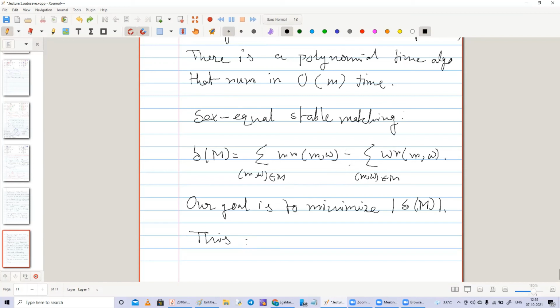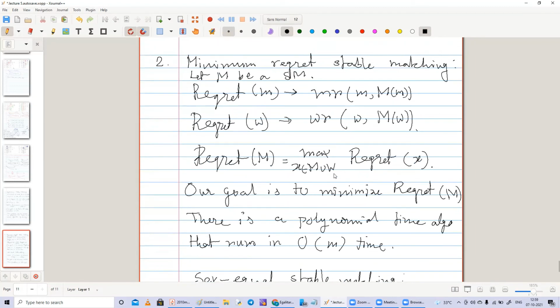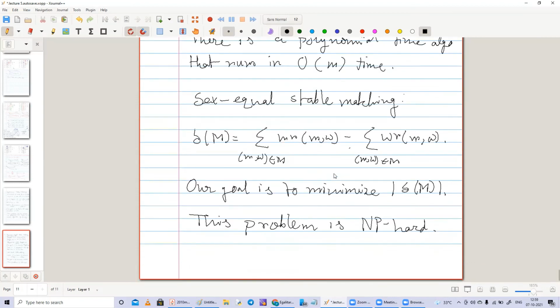But the problem is that this problem is NP hard. It's NP hard to solve even if each man and each woman has a preference list of size 3. Then also the problem is NP hard. Okay. So these are the three stable matchings which don't benefit either men or women too much, and give us a balanced stable matching.